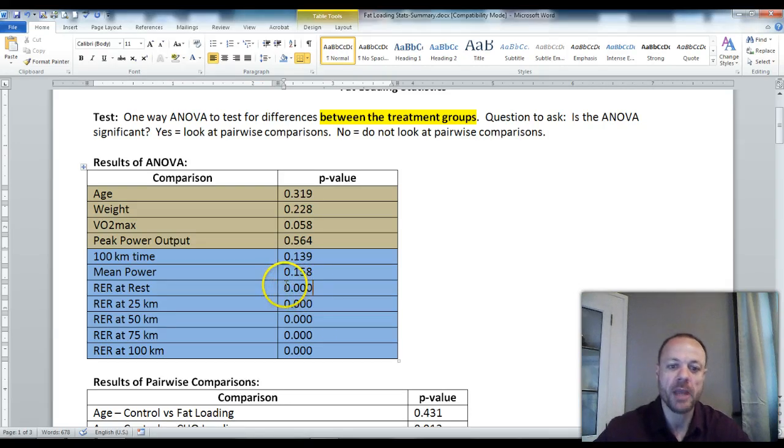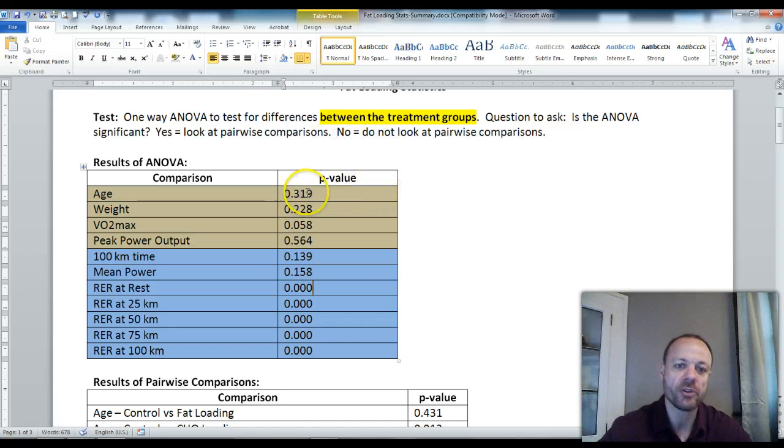So what we know from the ANOVA is that one of the three groups is different from the others with respect to their RER at rest and at 25 kilometers, 50 kilometers, 75, and 100 kilometers. But what we don't know from the initial ANOVA is which group is different from which other group. And so the next thing that we do is, for significant results from the ANOVA, we then perform pairwise comparisons to determine which group is different from the others.